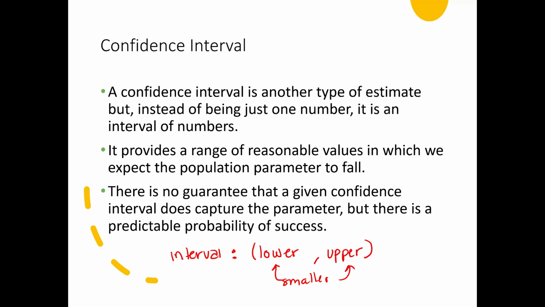Okay? So if you see this notation, parentheses with a comma separating two numbers, that means that on the number line, we have a lower and we have an upper. And somewhere in between lies our true population parameter. Somewhere in between those two numbers is where that lies.